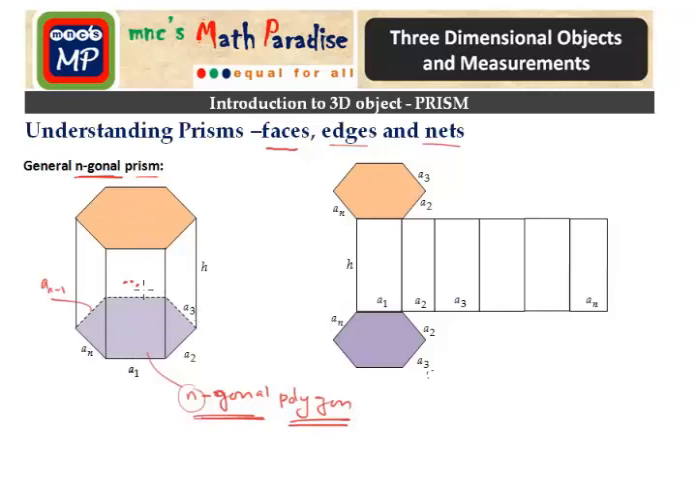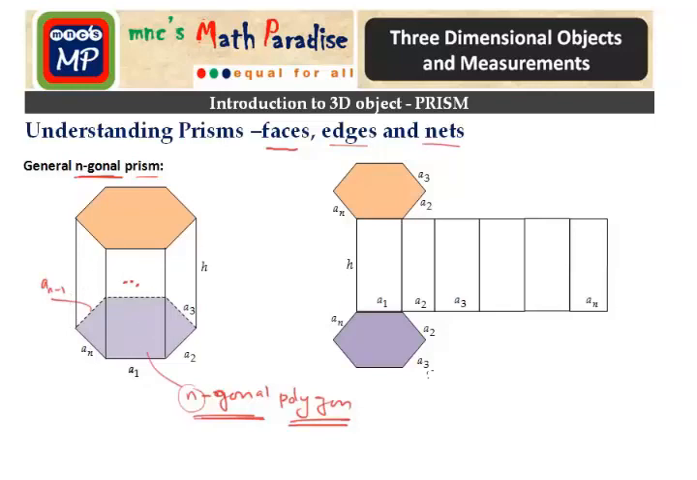If the number of arms is 3, then it's 3-gonal, that means triangular prism. 4 is a rectangular prism or quadrilateral prism. 5 is pentagonal, 6 hexagonal, 7 heptagonal, 8 octagonal, and so on, any number of arms.